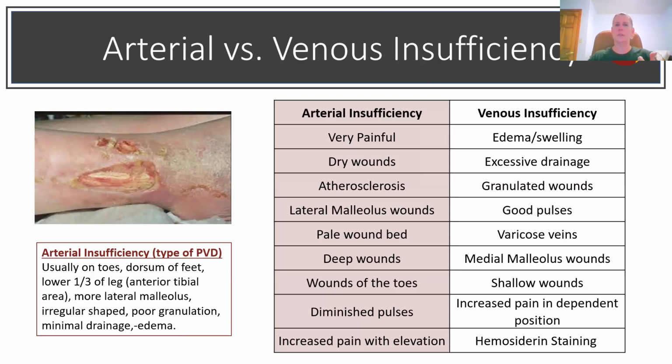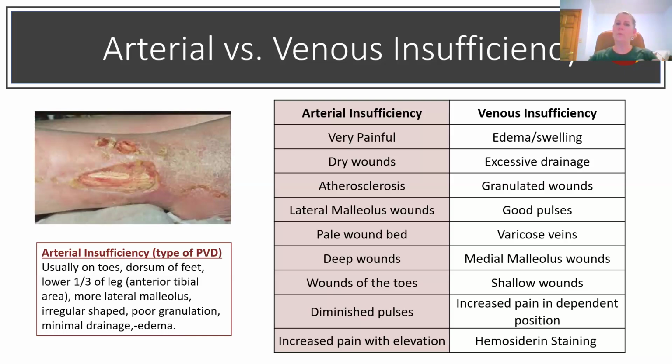Atherosclerosis goes with arterial insufficiency. They tend to have wounds on the lateral malleolus. How do you remember that? I've struggled. I've had students give me all different kinds of ways to remember it. The one that stuck with me, and I don't know why, is a student said, oh, lateral arterial, LA, Los Angeles. I'm like, oh, Los Angeles, lateral arterial. For whatever reason, it stuck with me.